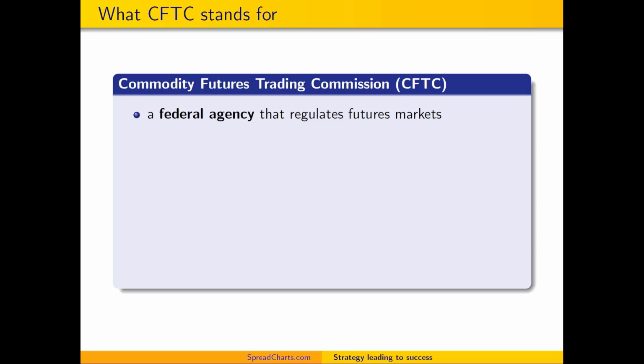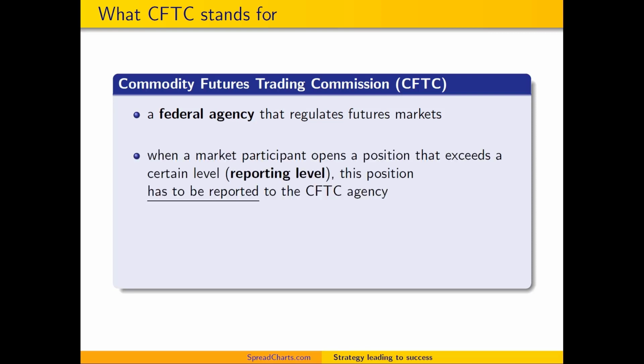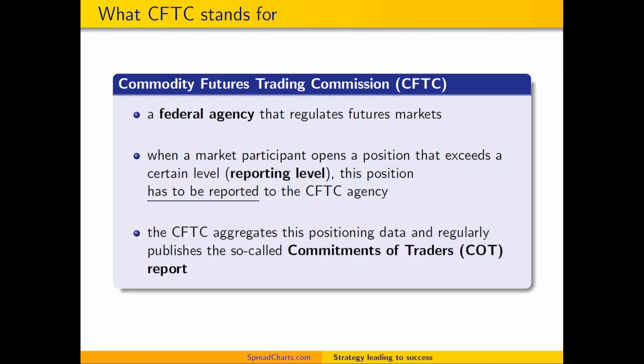Where does the COT analysis fit in here? When the position size of any market participant exceeds a certain level, the so-called reporting level, the position must be reported to the CFTC agency. The CFTC harvests this data, and luckily for us, they don't keep it for themselves. At least not all of it. They regularly publish aggregate statistics of this data in the COT report.